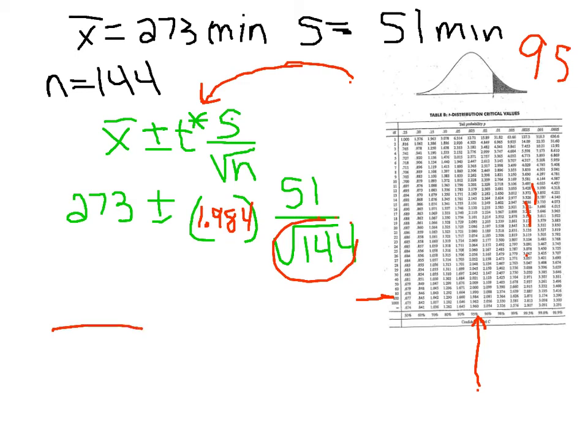If we're real careful with our order of operations, I hope you will be, we can do it. So what I would do is take 51 divided by the square root of 144, which I know is 12, times the critical value, which is 1.984. And then I have to add and subtract that to the 273. When I subtract it, I get about 264.6 minutes. And when I add that 8.42, I get about 281.432.